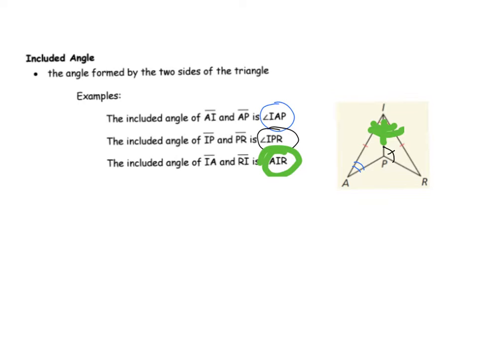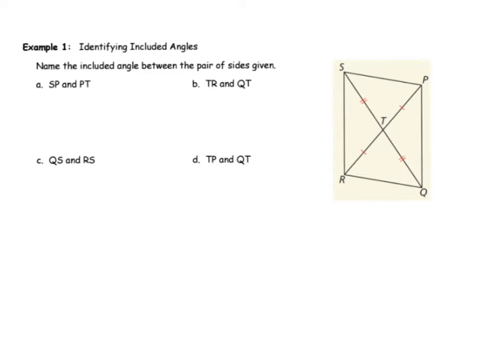Okay, so very important that you guys are able to identify what the included angle is or where it is. It's always in between the two specific sides. So basically where the two sides touch, it's that angle that is going to be considered included. So identify included angles. Name the included angle between the pair of sides given. All right, so let's do two of these together, and then you will do two of them on your own, okay? So you'll do those solo.